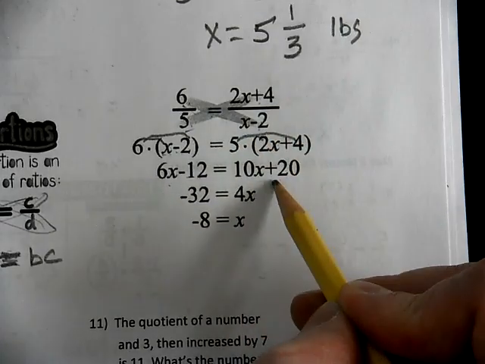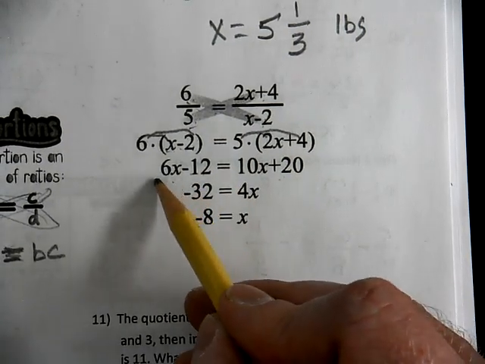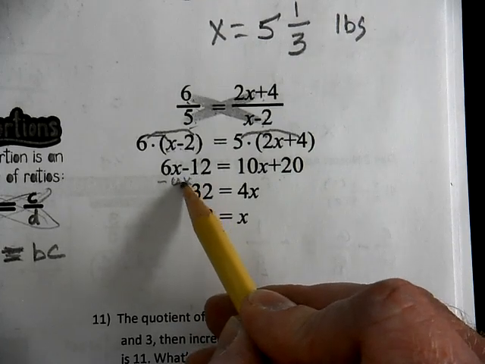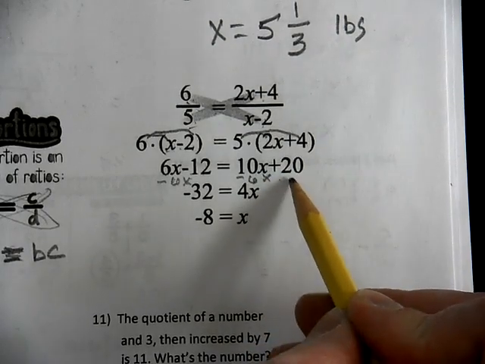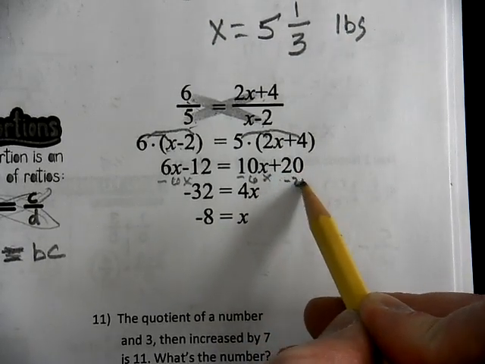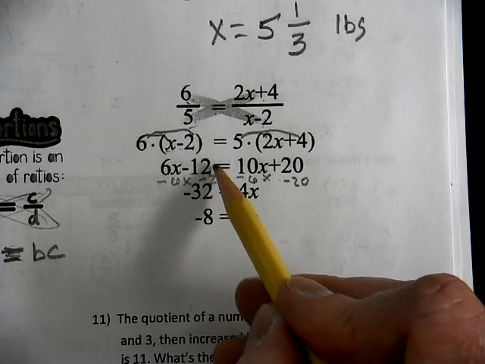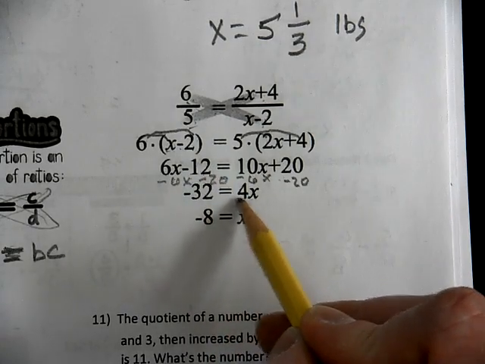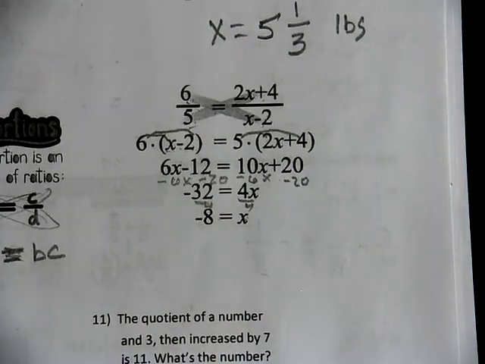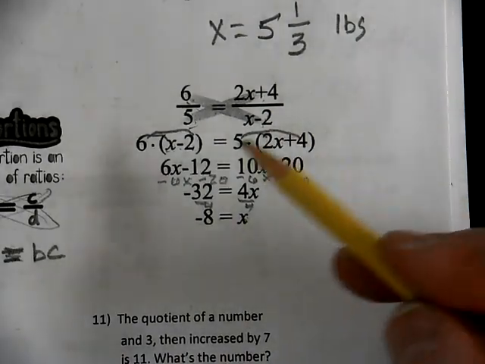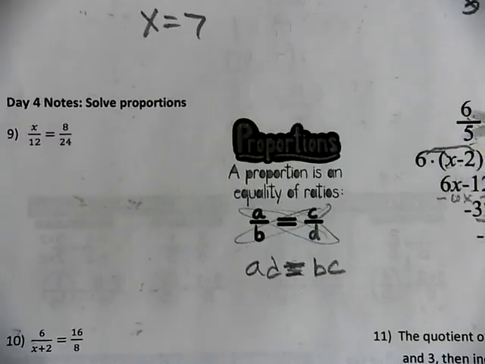5 times 2, 5 times 4. Minus 6x. They're not showing that part, but that's where they get to 4. Minus 20. That's where they get to negative 32. Divide by 4. That's where they get x to be negative 8. So they're solving the proportion by cross multiplying. Then you just use regular algebra. So let's give that a try.